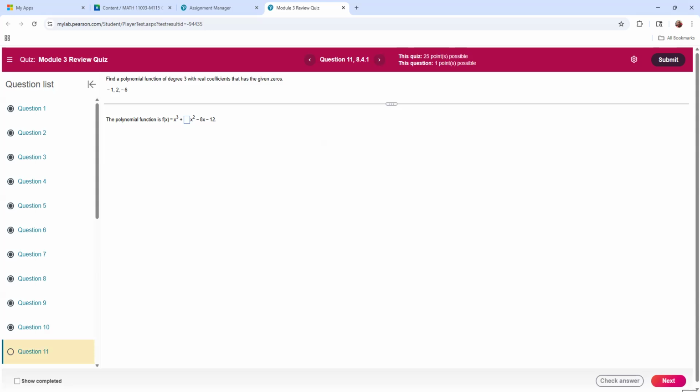All righty, y'all. So now we're starting to do our foiling. They're giving me a -1, 2, and -6. And they want me to find the polynomial of degree 3 that has the following zeros. Now look, they're giving me most of the answer. X cubed plus blank x squared minus 8x minus 12. So everything should match that. All we're looking for is what number will we put in that box, okay?